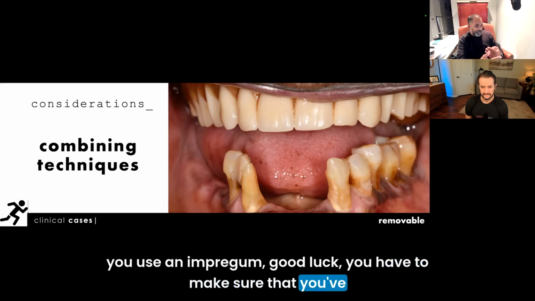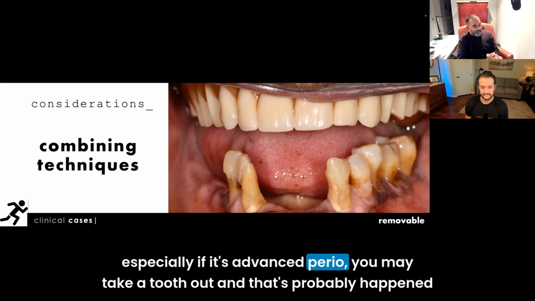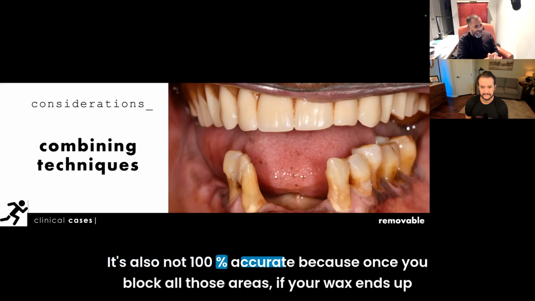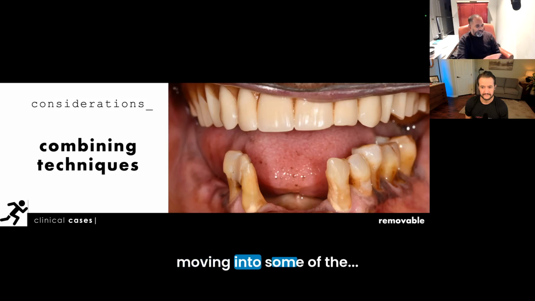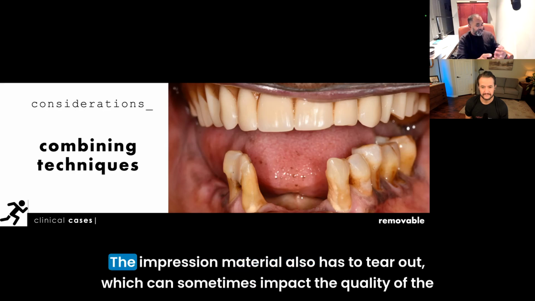You have to make sure that you've blocked out all of those embrasures with wax, because if you get it caught in there, especially if it's advanced perio, you may take a tooth out, and that's probably happened to all dentists at some point. It's not something that you want to happen a second time, and so it's stressful. It's also not 100% accurate, because once you block all those areas, if your wax ends up moving into some of the areas of contour where they need to survey in a class for a partial, it's not 100% accurate. The impression material also has to tear out, which can sometimes impact the quality of the model.